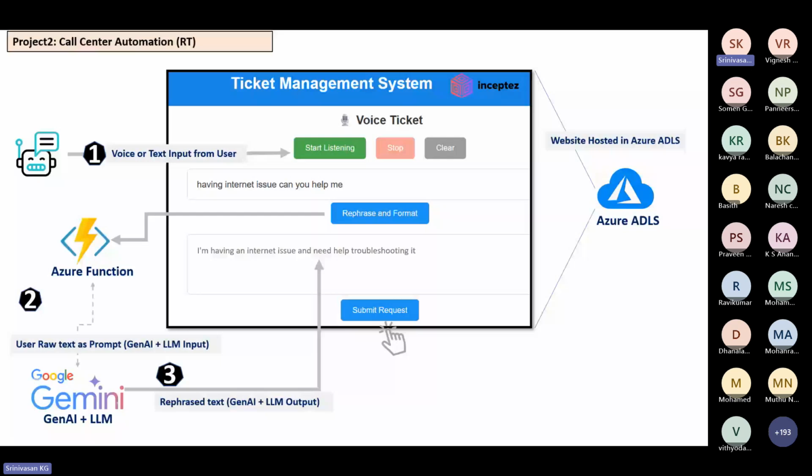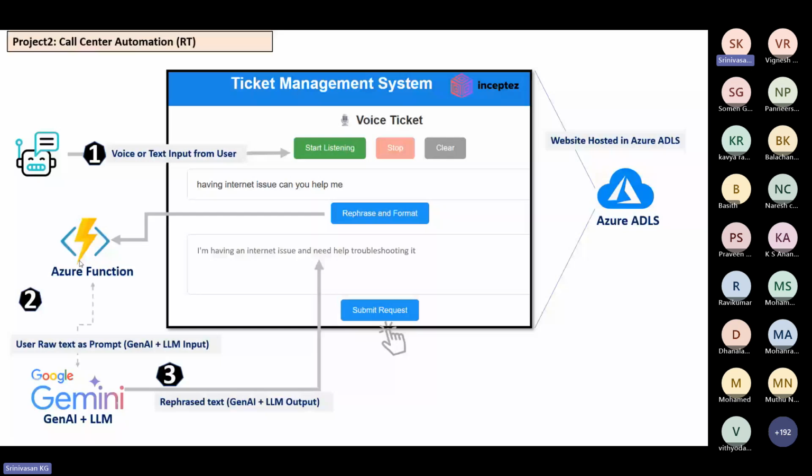Whenever we click any button, we need to call a backend or middleware function to process the data or get the data from the database. So whenever you click a button, like start listening, we are calling an Azure Function. This is nothing but a cloud function. In GCP we call it a Cloud Function, and in AWS we call it a Lambda function.